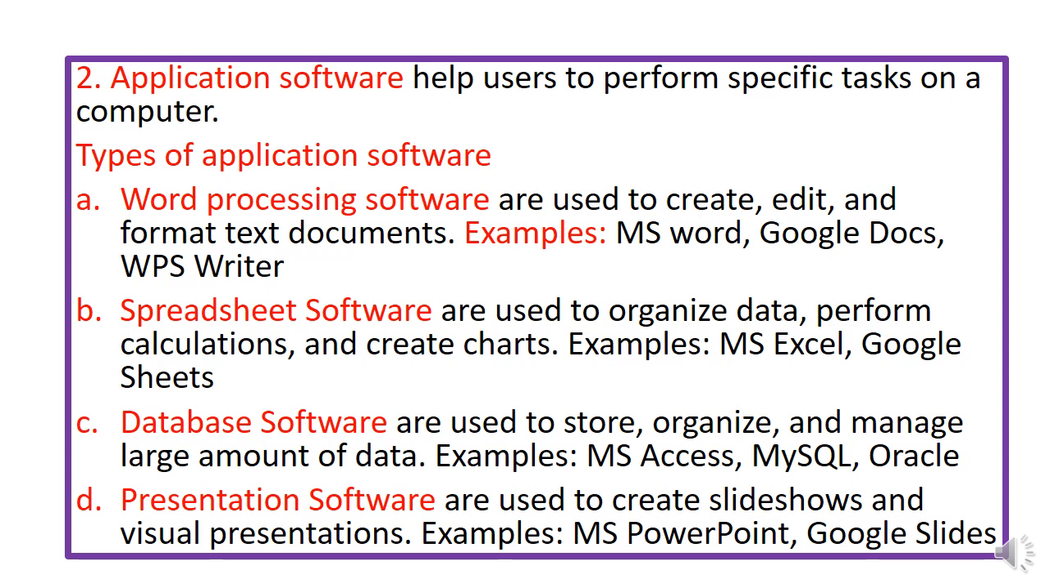So let's talk about general purpose application software like word processing: Google Docs and WPS Writer. These are application software that help the user to create documents like books, newspapers, and so on. We have spreadsheet software. Examples are Excel and Google Sheets. This is a group of software which helps the user to organize data into tables for easy management.